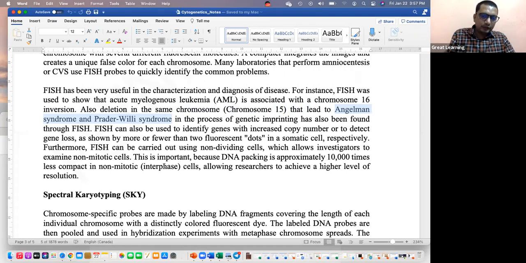So whatever I've explained to you to draw the image, this description is given here, so that we can identify genes with increased copy number, meaning a multiplication event, or gene loss, that is a deletion event, shown by more or fewer than 2 fluorescent dots, depending on the fluorescent signals. One can identify that. Okay, right.